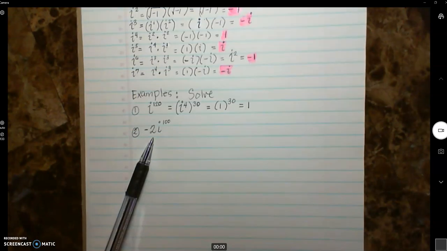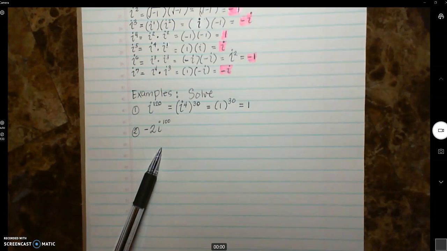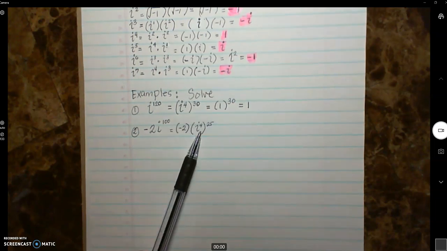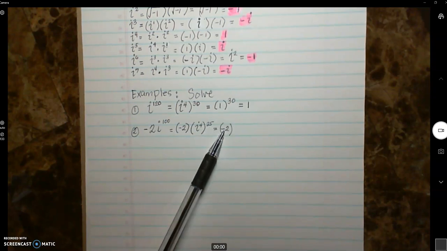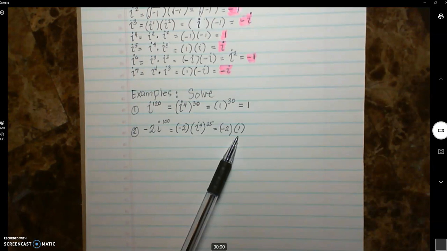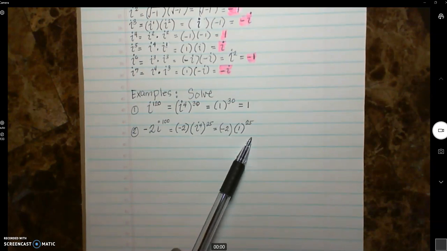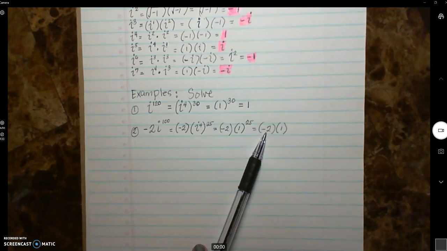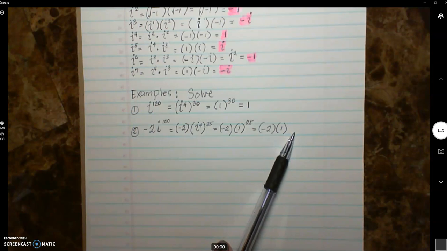Let's have this next example. Negative 2 times i to the power of 100. Notice that 100 is again divisible by 4. Copy down the negative 2. Use i to the 4th, to the power of 25. Again, copy down the negative 2. Put 1 in place of i to the 4th, to the power of 25, which is still a 1. That will just be a negative 2, and this whole thing is just a 1, which gives negative 2.